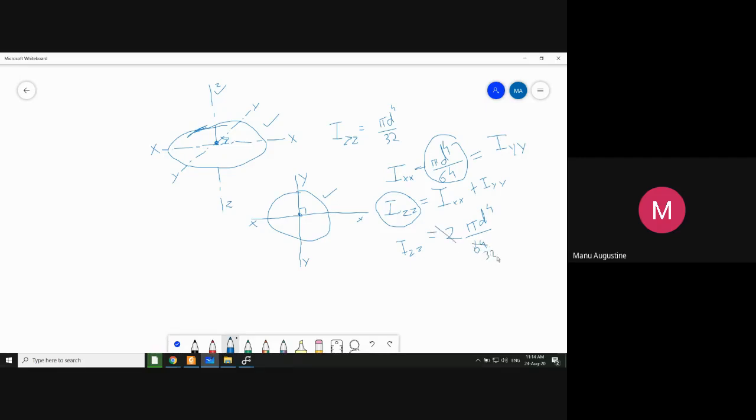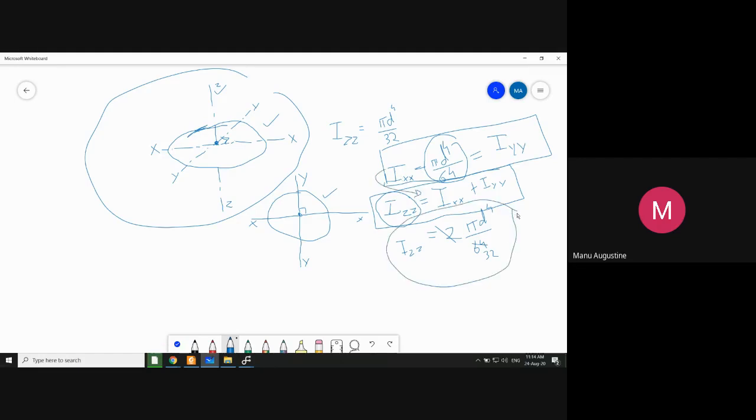So this is a very small proof. All you have to do is draw a figure like this and just write this equation, that Izz is equal to Ixx plus Iyy, and put this equation in perspective, that this formula is already known to us, and then substitute it here and say that Izz comes out to be equal to pi d raised to power 4 by 32. And this is a very important result for your strength of materials also.